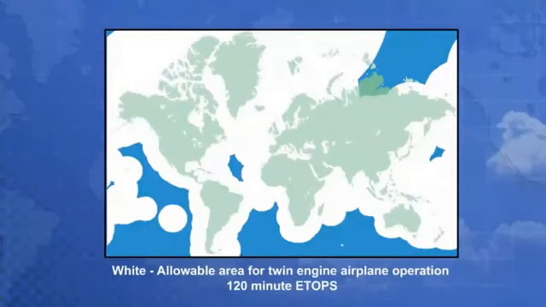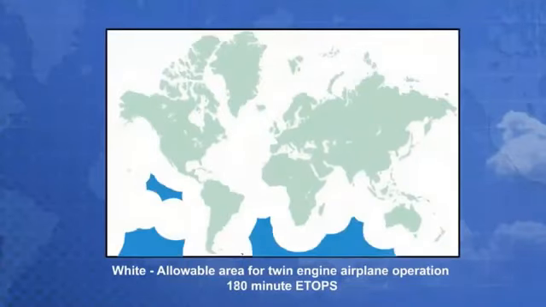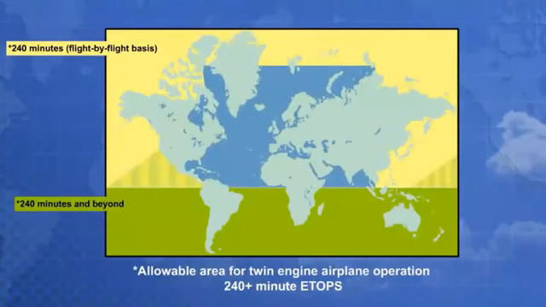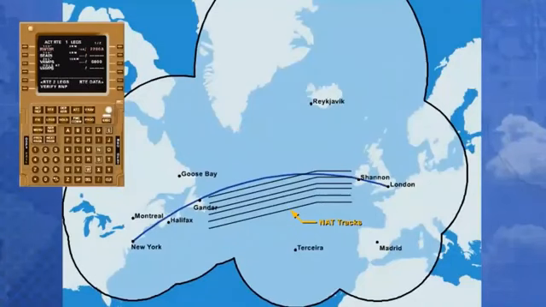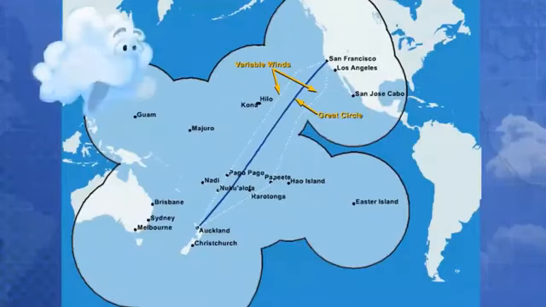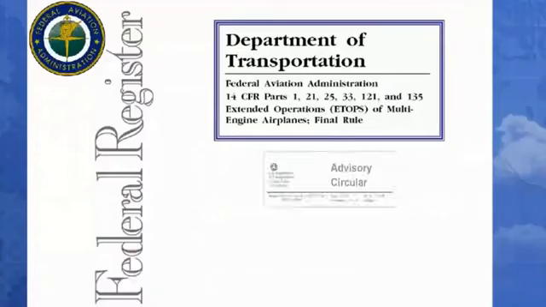However, if an operator meets ETOPS requirements, they may fly in areas that are 120 minutes, 180 minutes, or 240 minutes and beyond from an adequate airport. ETOPS not only provides for more direct routing, it allows for route flexibility in areas with unique navigational requirements, such as the North Atlantic Track System, and in variable seasonal wind conditions.